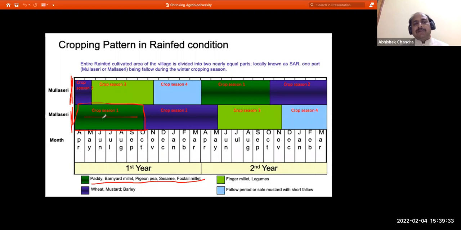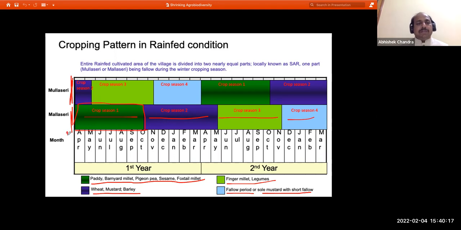Firstly, we will discuss the cropping pattern in one sar, then we will understand this. After the harvesting of crop season one, they start the crop season from October to May. In this, they grow wheat, mustard, and barley. In the third season, they grow finger millets and legume. And the fourth season is the fallow period. So one segment starts growing from here, for example, in April 2022, it starts from here.